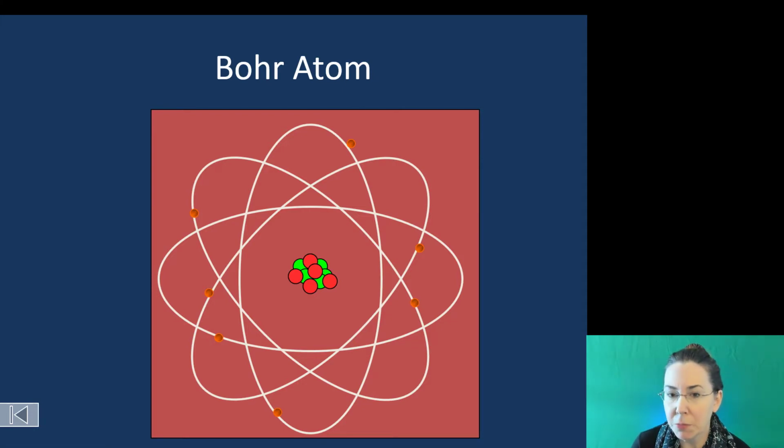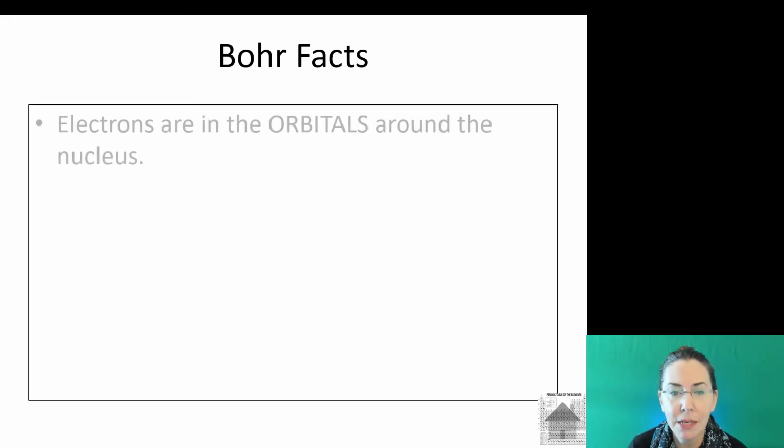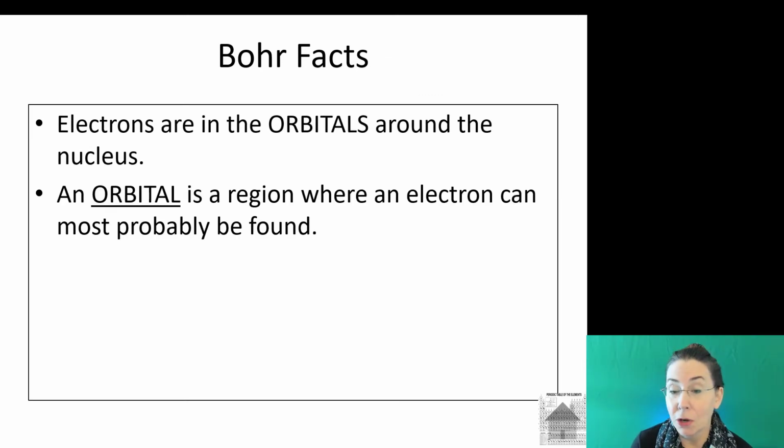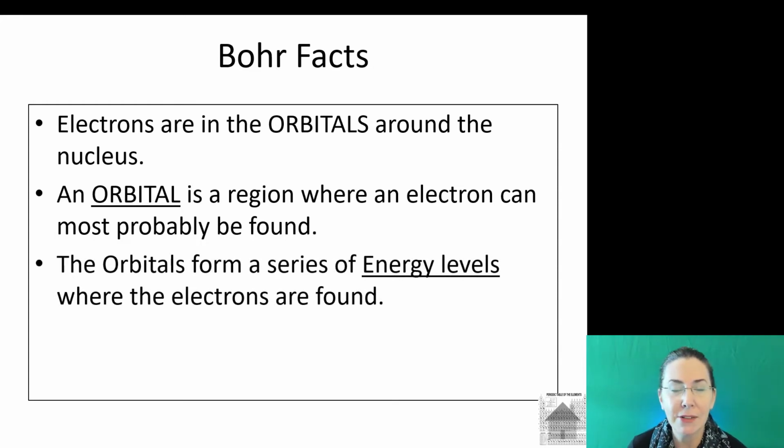Well, when we're drawing the Bohr atom, yeah, it's going to look kind of like this. But when we're trying to understand where electrons are in an atom, we need to think about it a little bit more abstractly. So electrons are generally in orbitals around the nucleus. An orbital is a region where an electron can most probably be found. These orbitals form a series of energy levels where our electrons are found, and different orbitals have different amounts of energy, and this is going to become really important to us later.